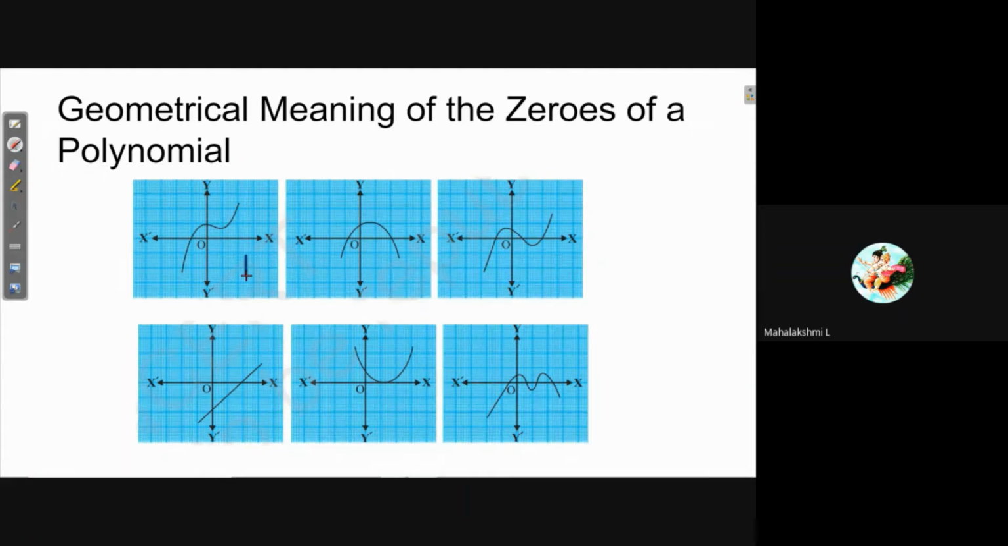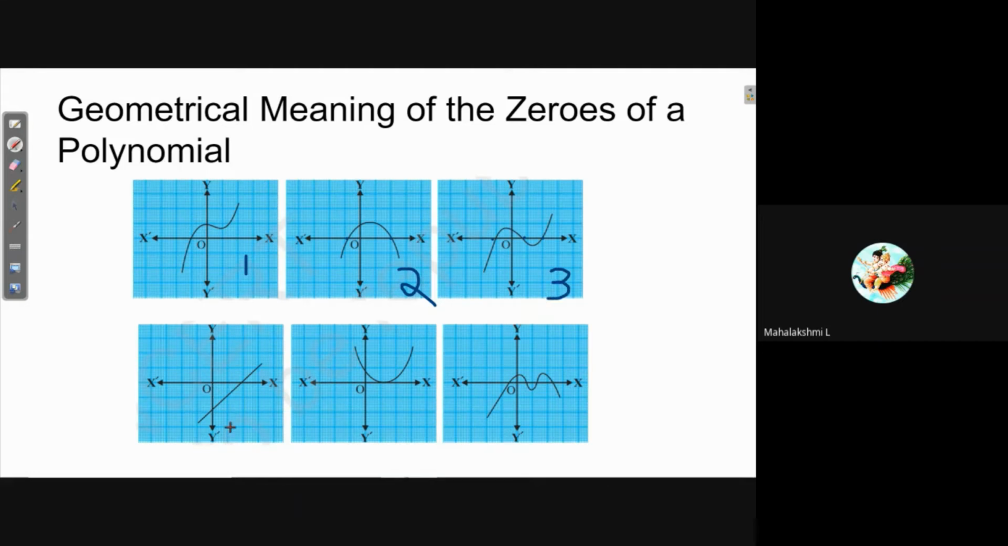Also, it is a linear polynomial. They'll give the graph and ask what type of polynomial this is. They may give you options: linear, quadratic, cubic, none of these. So you'll have to mark linear polynomial for this. Here it is intersecting at 2 points, 1 and 2. So the number of zeros is 2. This is a quadratic polynomial. And here 1, 2, 3 times. So it is a cubic polynomial.